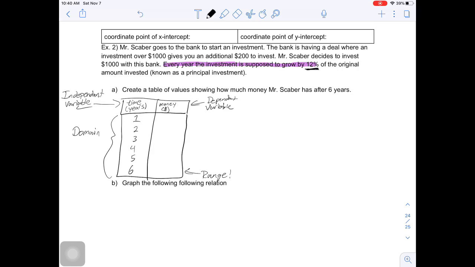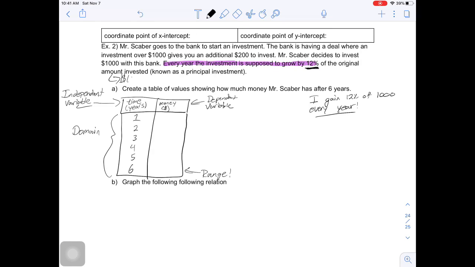My investment grows 12% of the original amount. So I gain 12% of 1,000 every year, because that's what I originally invested. And it's stated here that my investment's going to grow by 12% of the original amount invested. My original amount was $1,000. Something to note here is I got 200 extra bucks just into my account as soon as I invested 1,000. So I have an additional 200 bucks, which is pretty sweet.